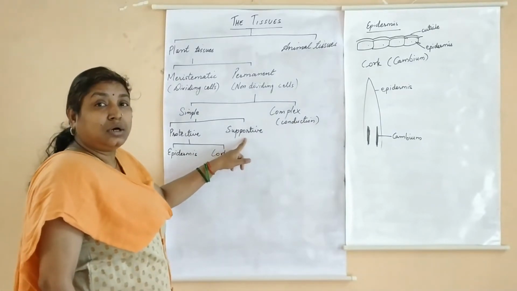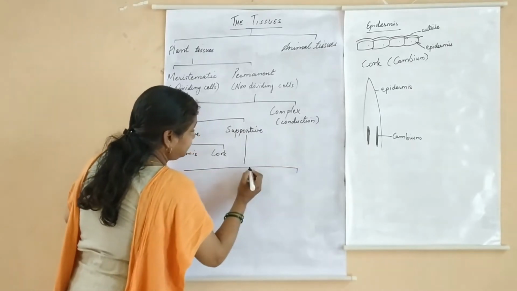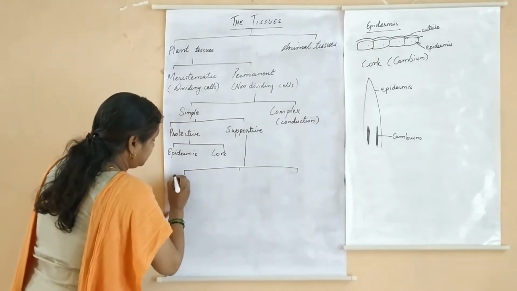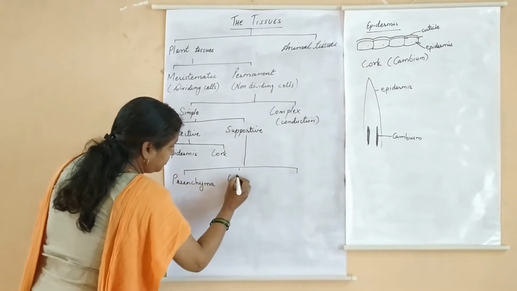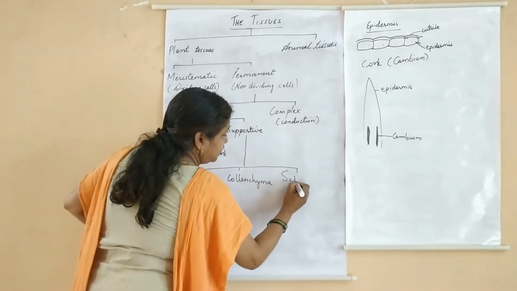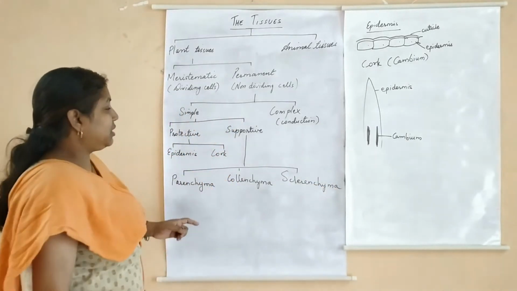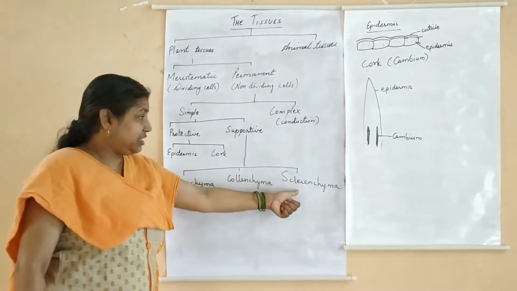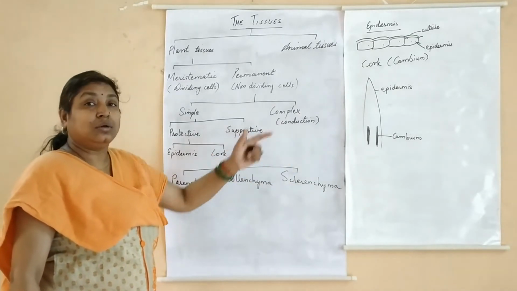Coming to the tissues that provide support, they are of 3 types: parenchyma, collenchyma and sclerenchyma. These 3 tissues also provide support to the plant.